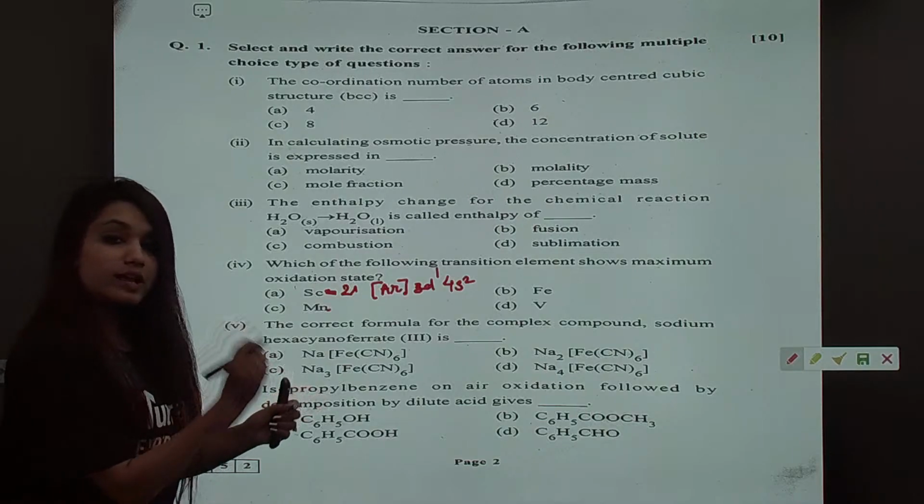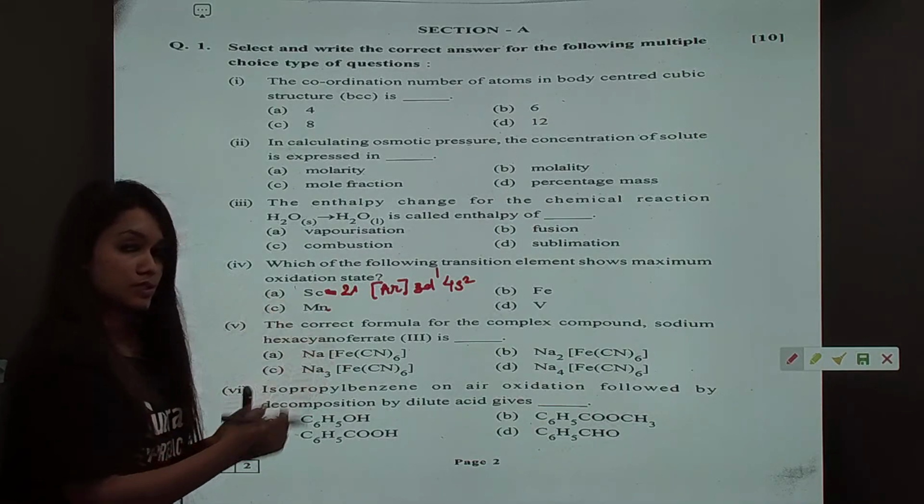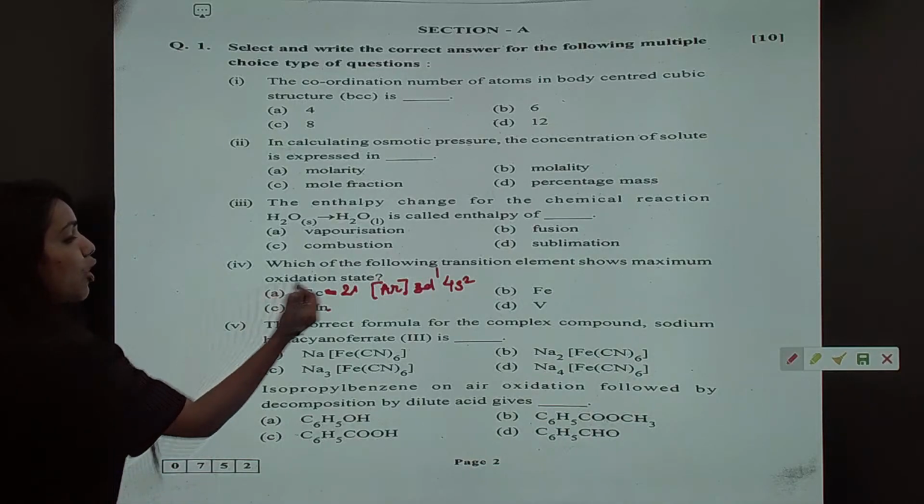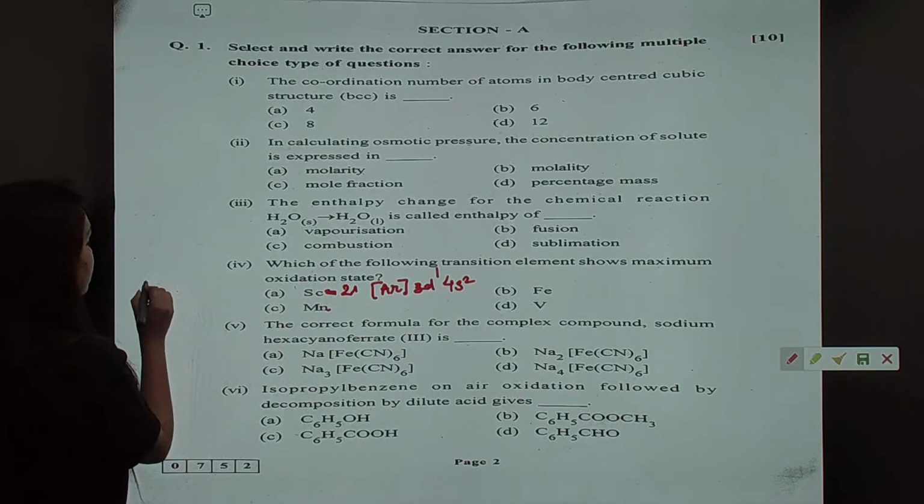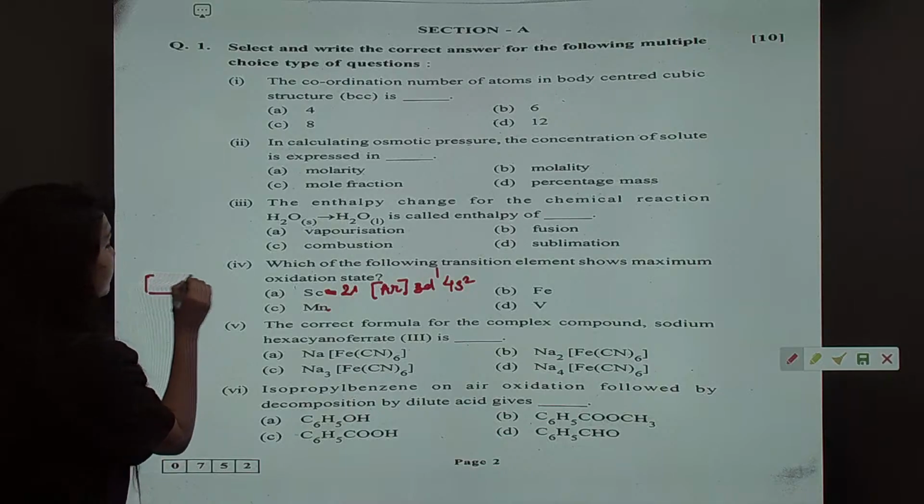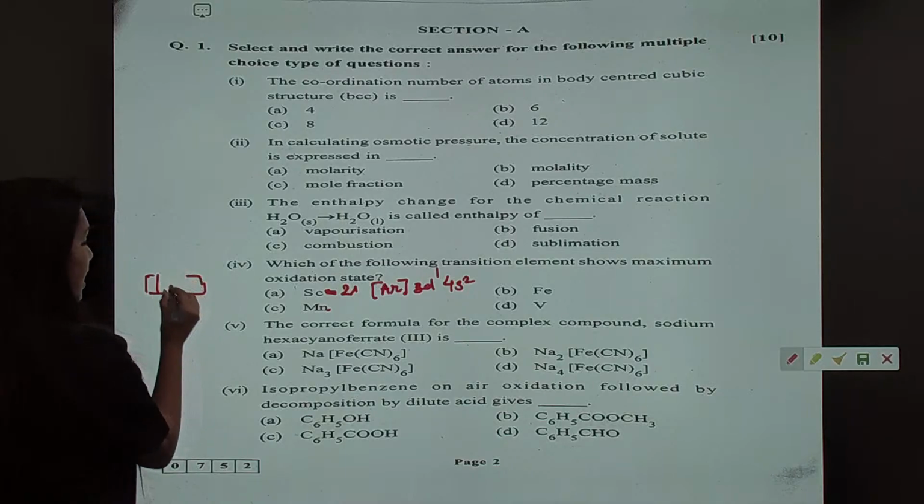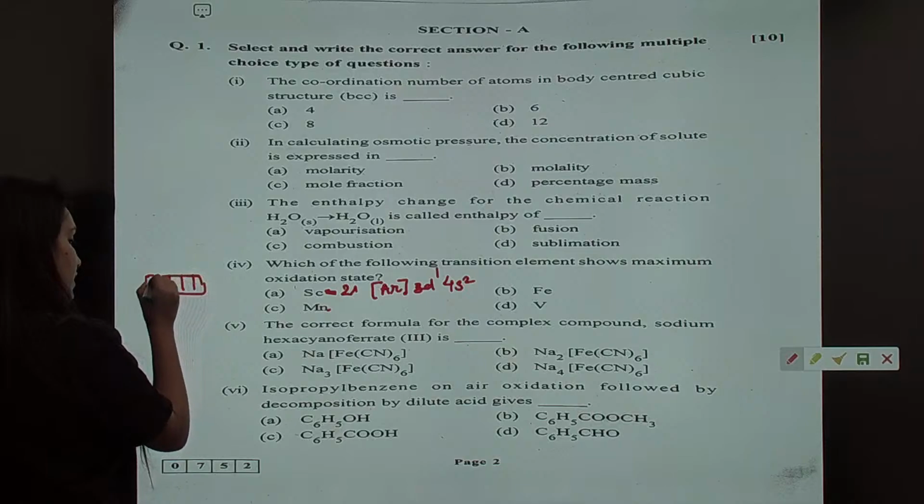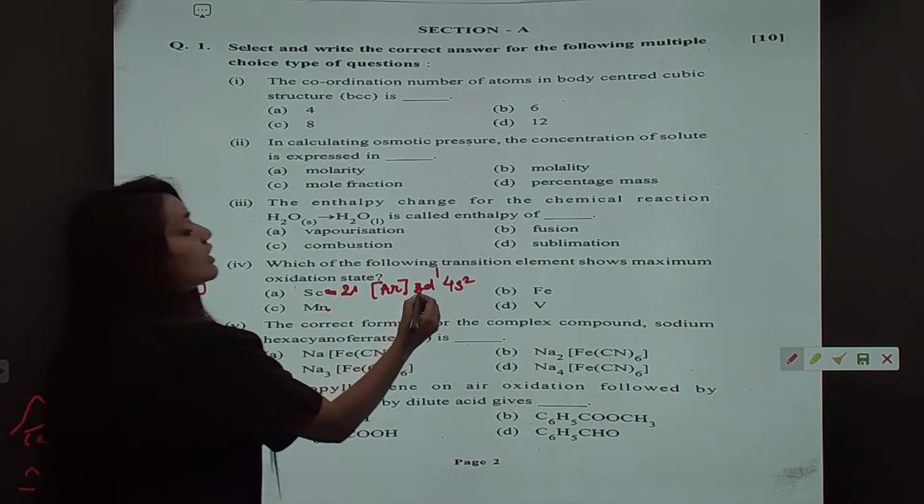Now, let's figure out the number of electrons that scandium can lose. See, if I make the orbital representation of this, there is 3d, which has 5 orbitals, right? And in this, we have only 1 electron because the configuration says it's 3d1.